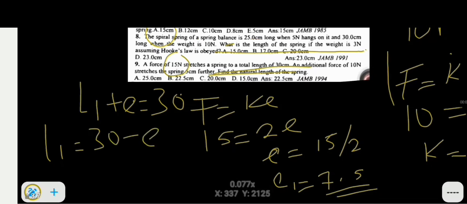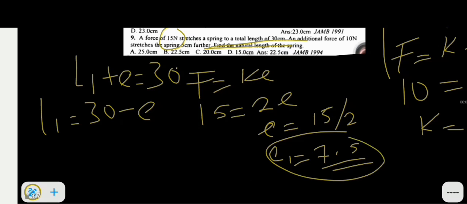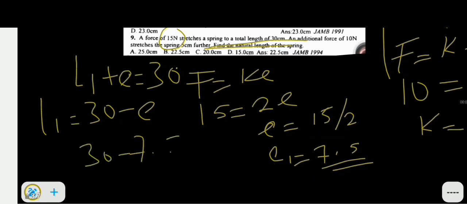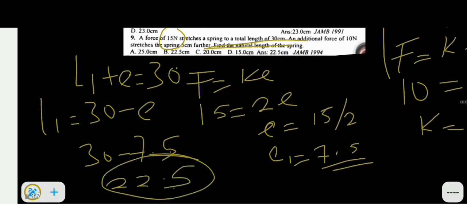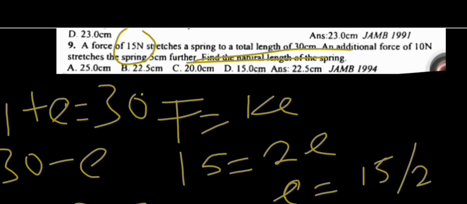So that means L1 will be 30 minus the extension for 15 Newton. And what is the extension for 15 Newton? That is 7.5. So just come here and do 30 minus 7.5. That will give you 22.5, which is the natural length of the string. So go to your options and look for 22.5. You can see it as option B. So the answer to number 9 is option B.